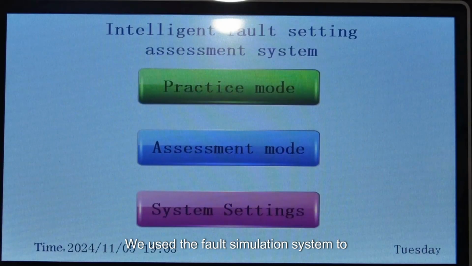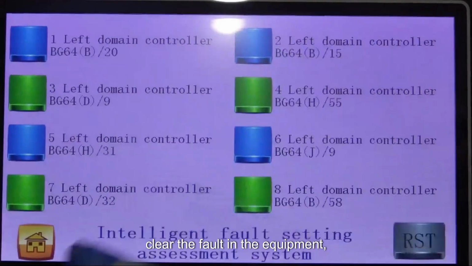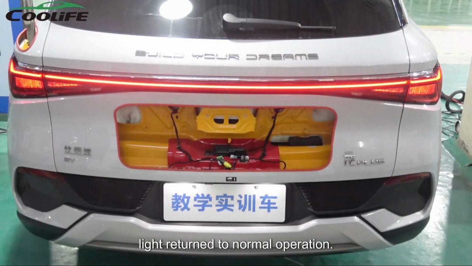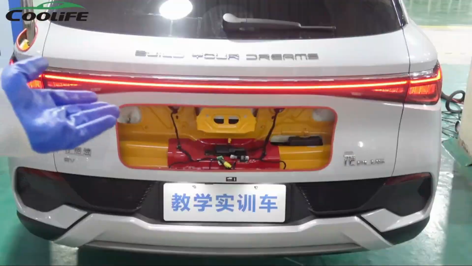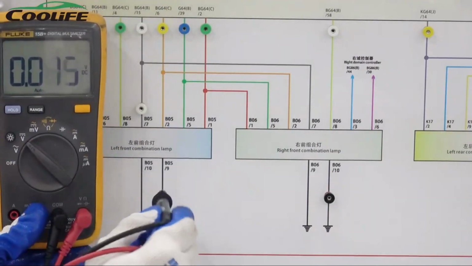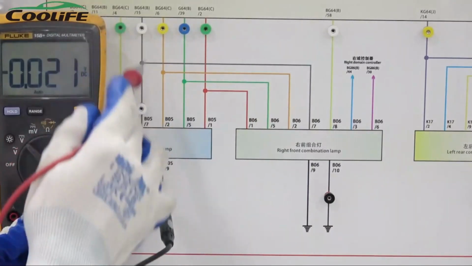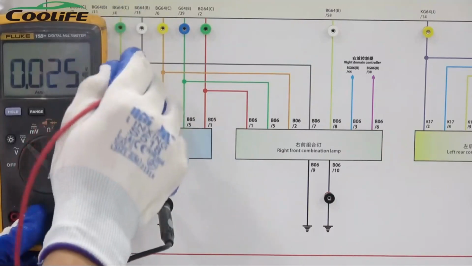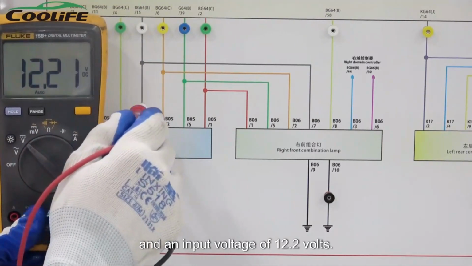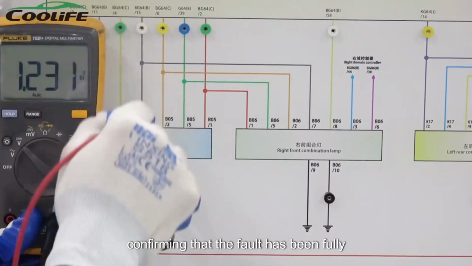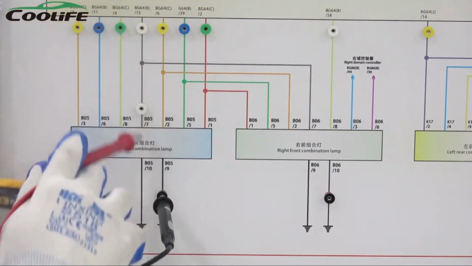We used the fault simulation system to clear the fault in the equipment, effectively resolving the issue. After clearing the fault, the rear position light returned to normal operation. We used a multimeter to test the circuit voltage again, measuring an output voltage of 12.3 volts and an input voltage of 12.2 volts. The voltage has returned to normal, confirming that the fault has been fully resolved.